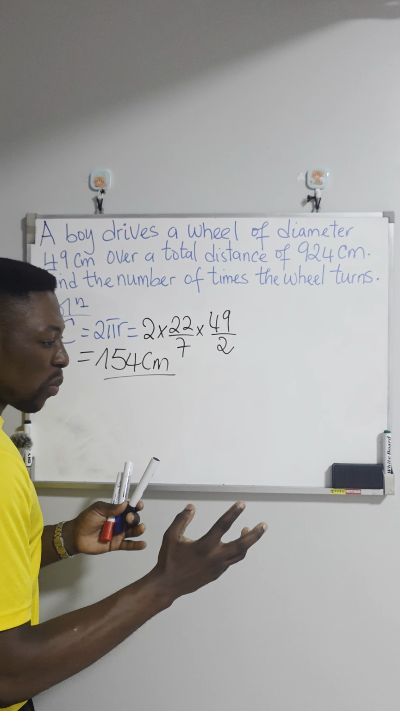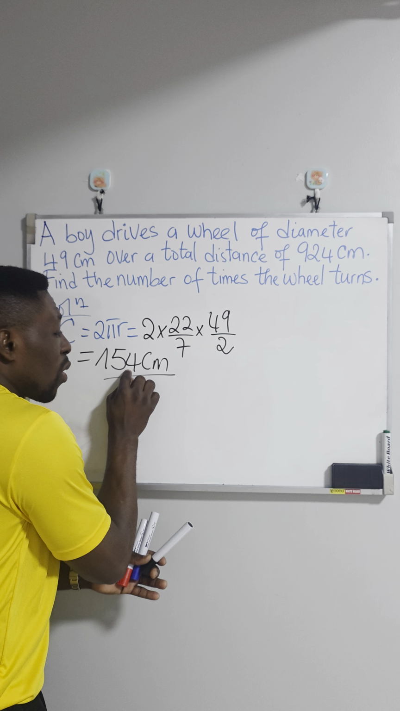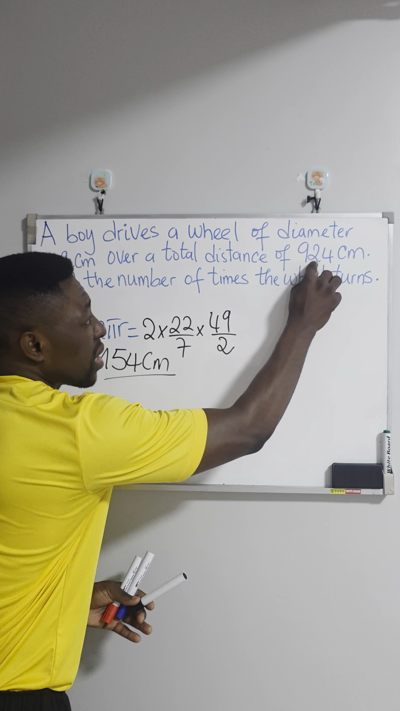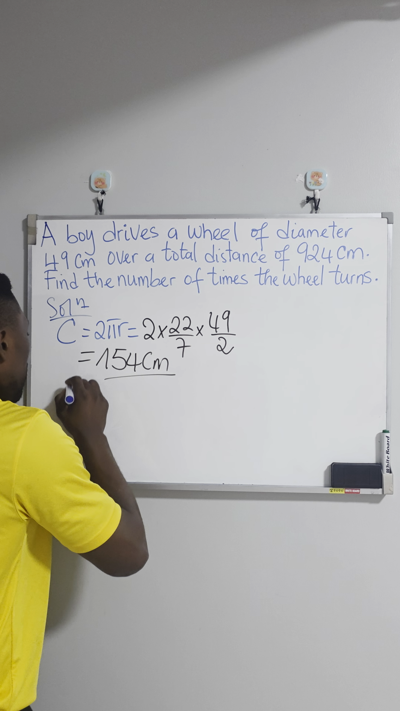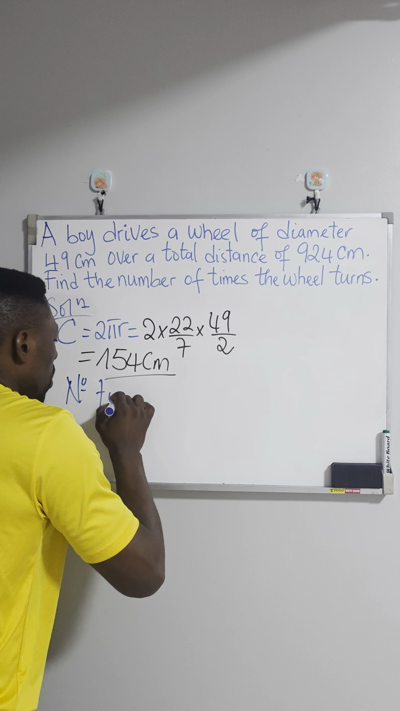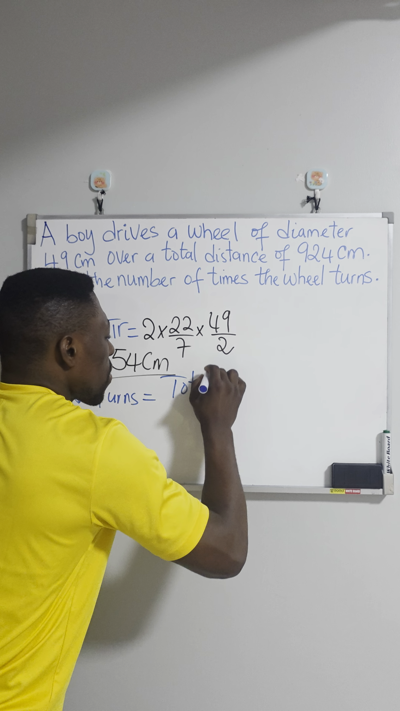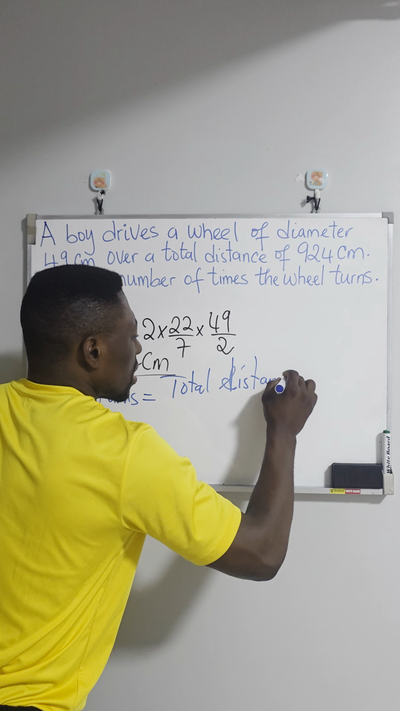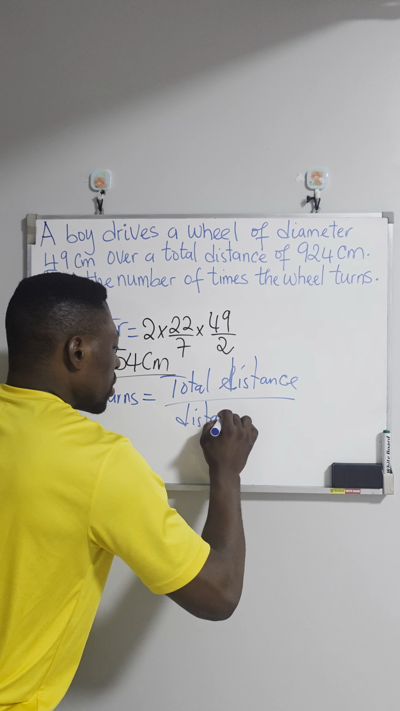Now the new question will boil down to this. How many of these ground distances covered by one turn of the wheel can we make from this total length here? That's a big question. To answer it, the number of turns will be equal to the total distance covered divided by the distance of one turn.